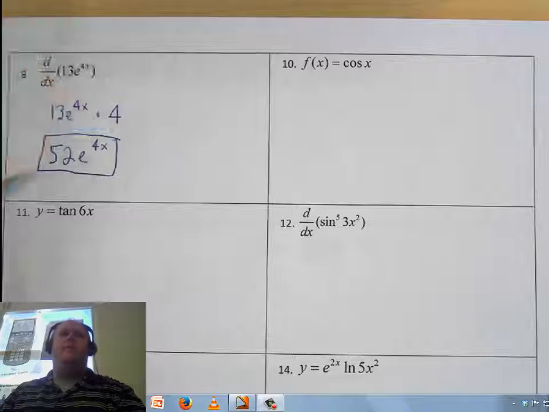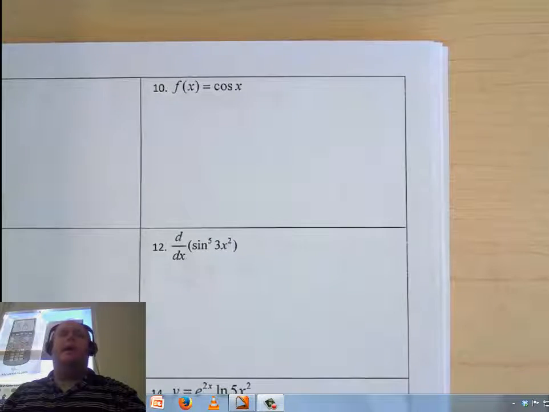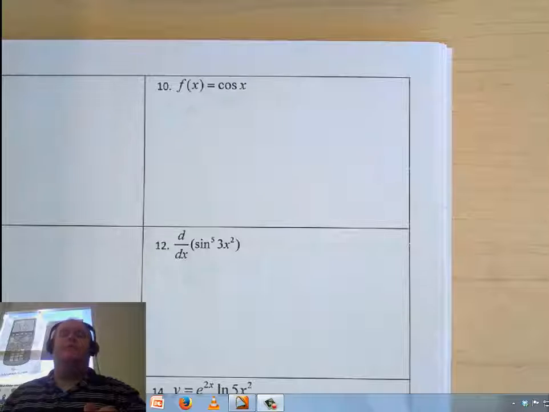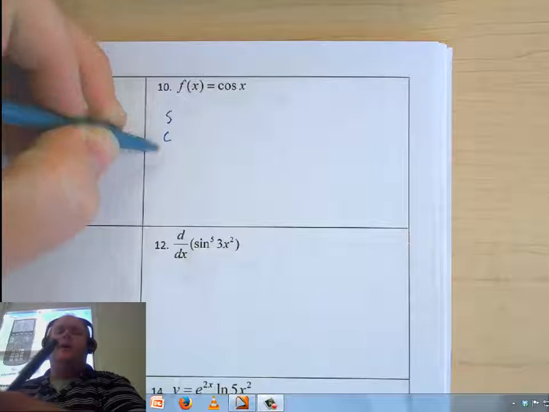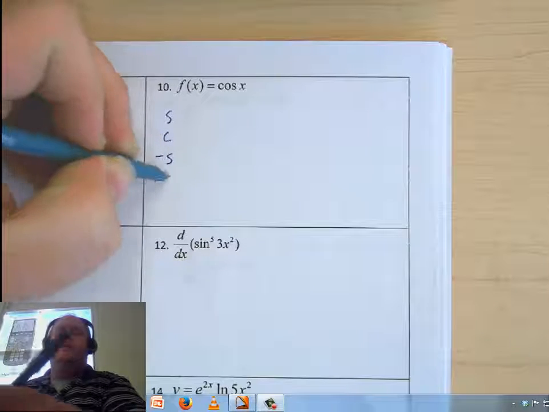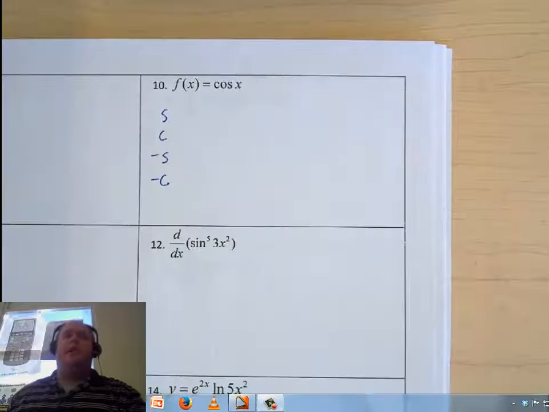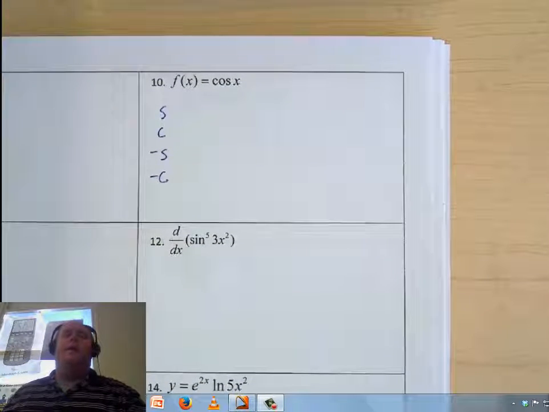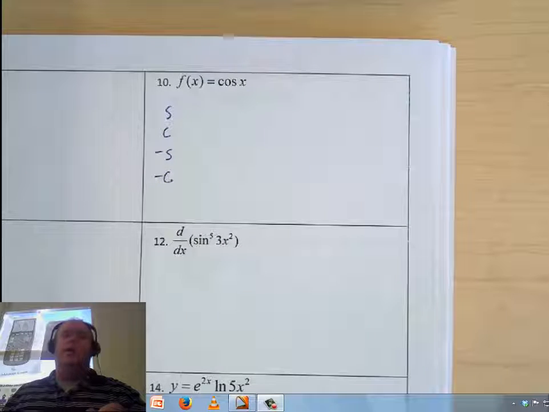Number 10, meant to be a really easy, straightforward question. Okay, the way I get my students to remember the derivatives of sine, cosine, negative sine, and negative cosine is they just start off with sine, write cosine, negative sine, negative cosine. Usually whenever we're taking trig derivatives or integrals, I write that at the top of my paper. And then if it's a derivative, it's going down. If it's an integral, we'll learn more about those later, it goes up.